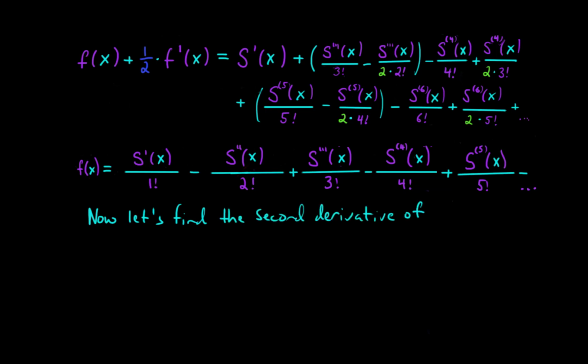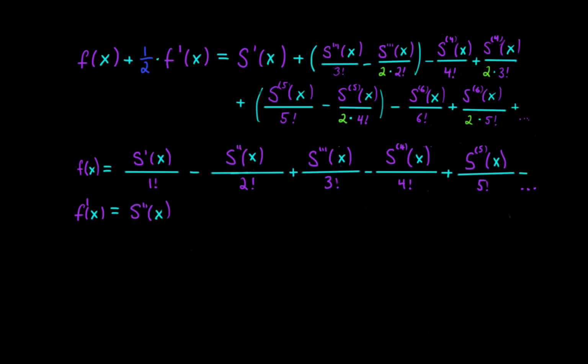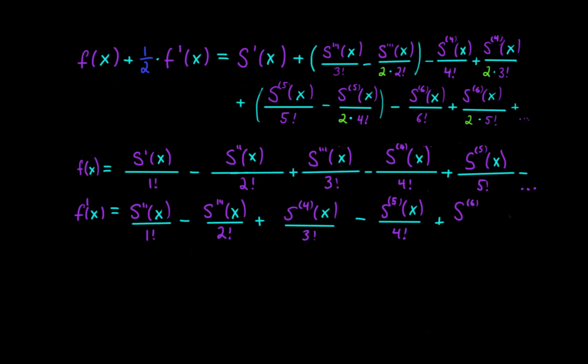So to do that, I'm going to find the second derivative of f of x. So once again, we start with f prime of x, that equals s double prime of x over 1 factorial minus s triple prime of x over 2 factorial plus s quadruple prime of x over 3 factorial minus s5 of x over 4 factorial plus s6 of x over 5 factorial. And now we just differentiate this again, minus dot dot dot, of course.